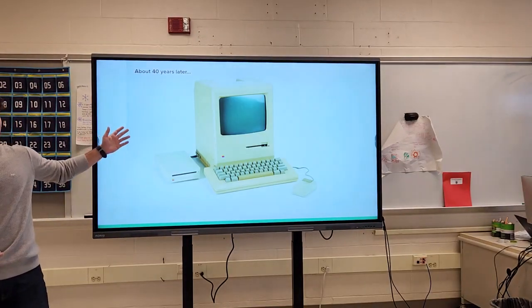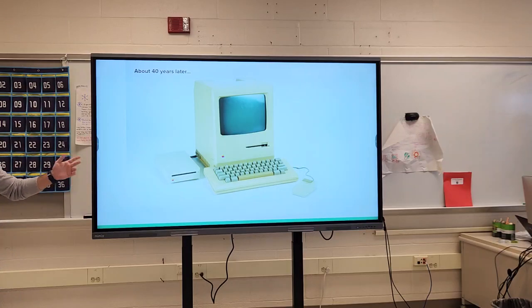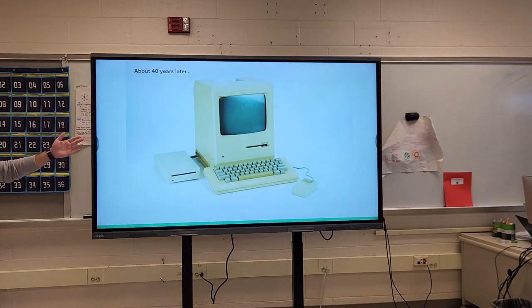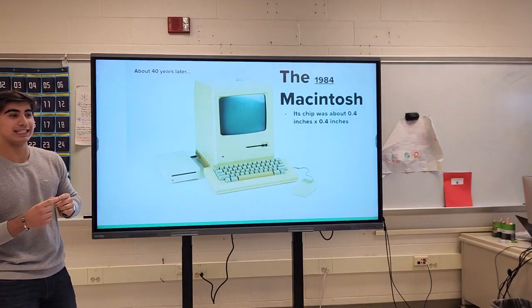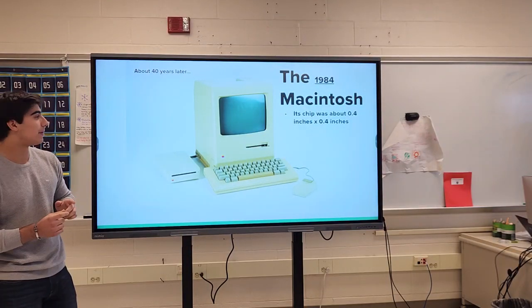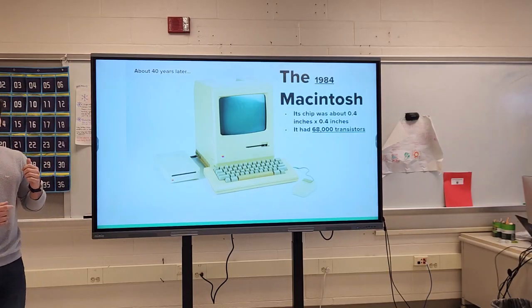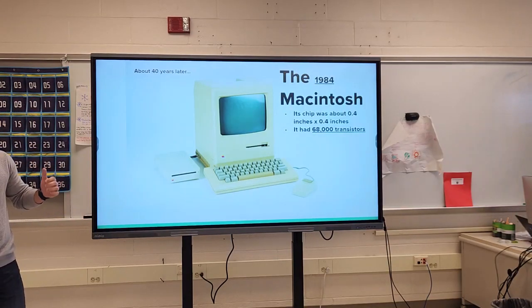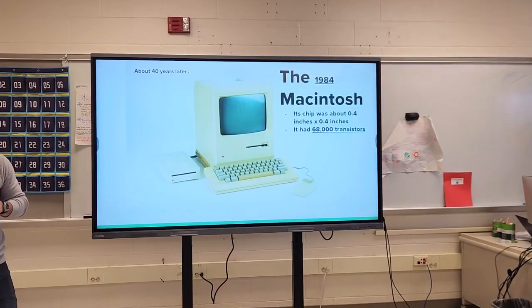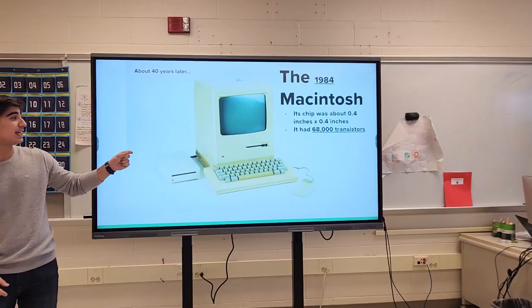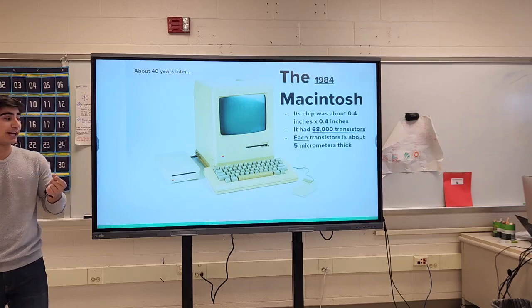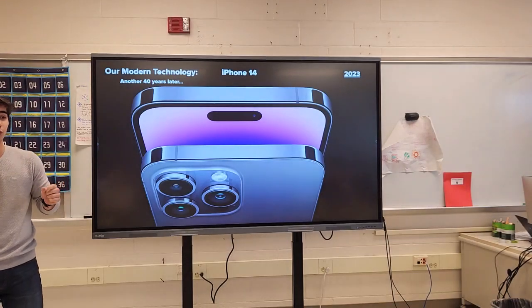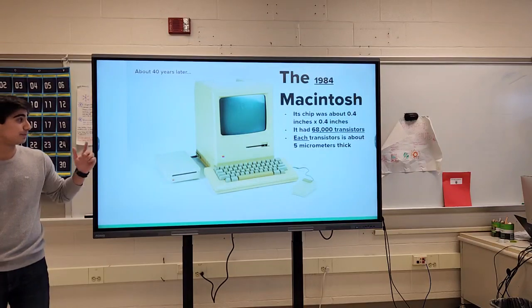Then 40 years later, we get the Apple Macintosh, which looks a lot better, right? Its chip was like half an inch by half an inch. Compare that to the previous computer. In 40 years, we went from 19,000 vacuum tubes, which are these giant light bulb kind of things, to these little transistors. We got 68,000 of them. Each transistor was 5 micrometers thick, so that's really, really small compared to the vacuum tubes.